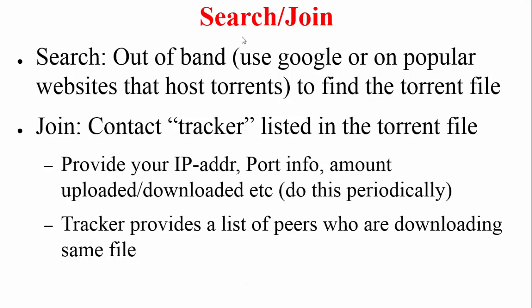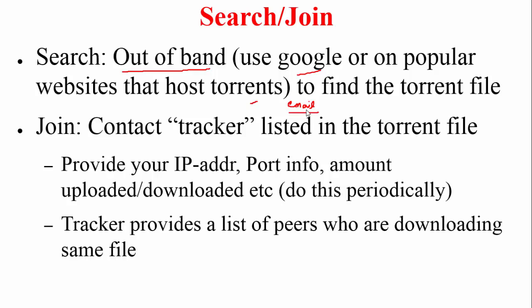Search and join are very simple in BitTorrent. How do you search for a torrent file? This is out of band. In other words, BitTorrent does not provide a facility for you to search. You can use Google to search for torrent files, or as I mentioned, there are some popular websites that host torrent files. Within them you can type in keywords and it will give you a list of torrents that match that particular keyword. So you have to somehow get hold of a torrent file. By the way, torrent files can also be shared via email. In other words, if you are interested in sharing a file, you could create a torrent file and share it with all your friends via email.